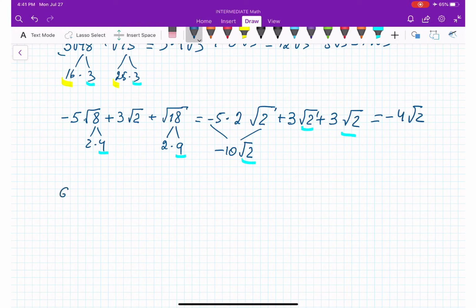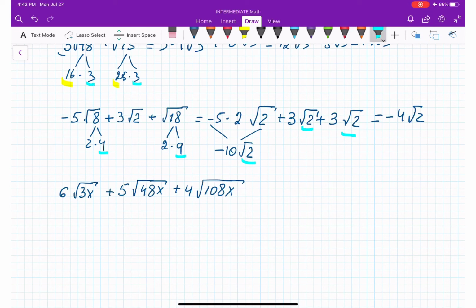6 square root 3x plus 5 square root 48x plus 4 square root of 108x. All right. How am I going to solve this one?